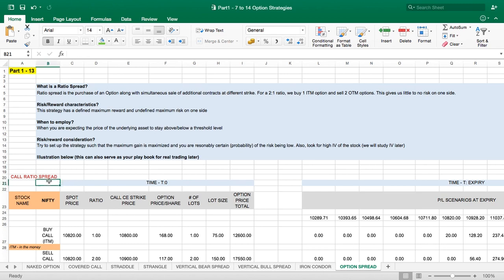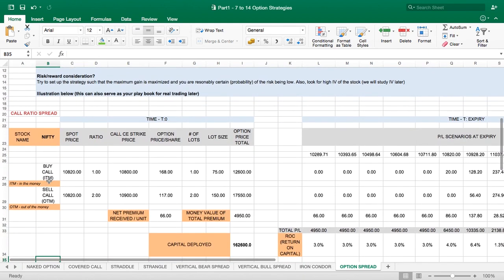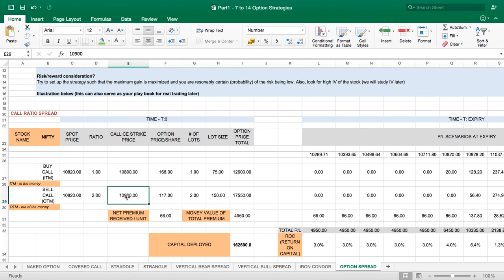So let's ground this with an example. Let's take call ratio spread first, and we consider Nifty here. Nifty is an Indian stock market index. So assuming that the current spot price of Nifty is 10,820, we buy one in the money option. Since the spot price of 10,820 is more than 10,800, we buy a Nifty call option at 10,800 and pay a premium of 168, and we sell two out of the money 10,900 options of Nifty at a price of 117 a piece.